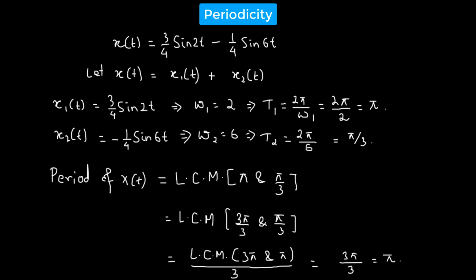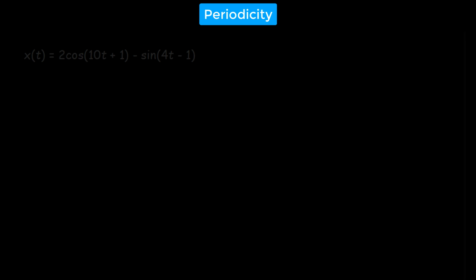So let's write it down with a different color. Therefore, the fundamental period of x of t given by sine cube 2t is pi. So this is how we find the fundamental period of a continuous time signal.